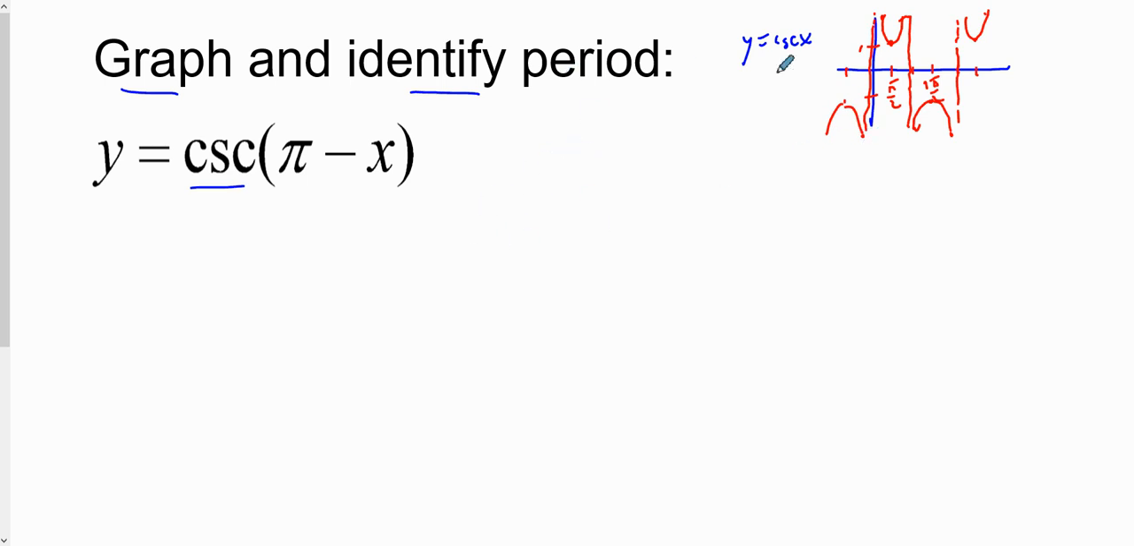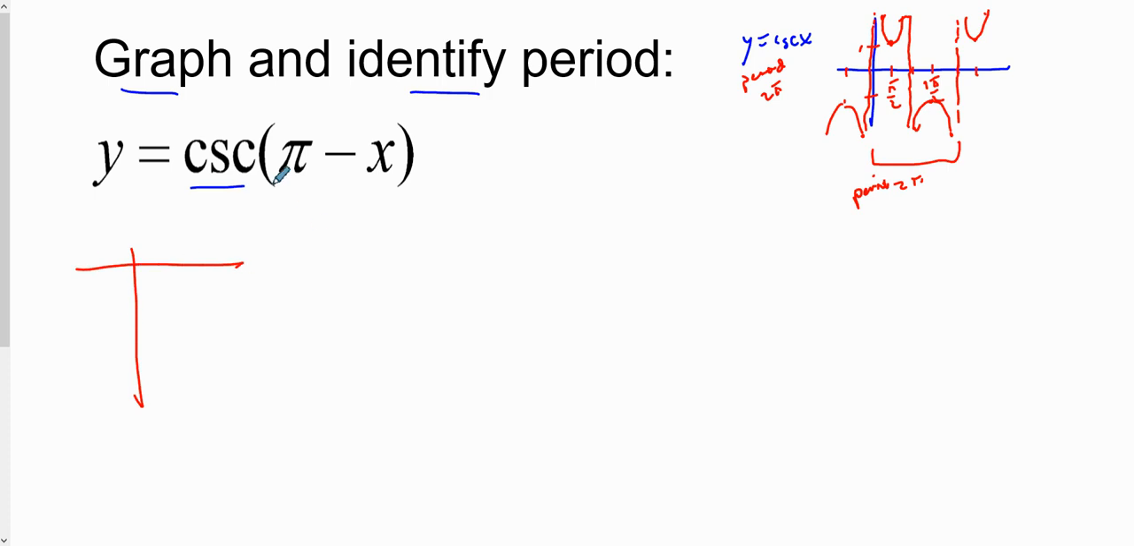And so the question is, what happens to this new cosecant? Well, we know the period of the old one is going to be 2 pi, because that's when it repeats. Every 2 pi, it will repeat, just like the sine function. That's going to be its period. Now, for this one, it might have changed. So let's look at what's happening here.